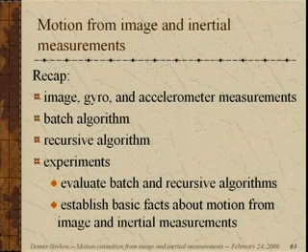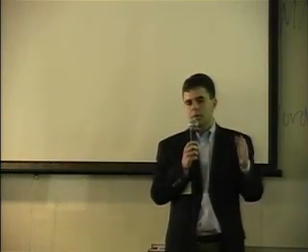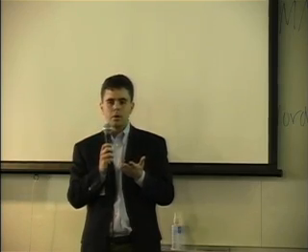Okay, so just to recap that work on image and inertial measurements, our sensors are images, gyro, and accelerometer. We did a batch algorithm which uses all the measurements at once and a recursive algorithm, which is more efficient. My thesis actually includes a very large suite of experiments trying to evaluate these methods and establish some basic facts about motion from image and inertial measurements. For example, given just image, gyro, and accelerometer, can we reliably estimate the gravity direction, and can we reliably estimate the scale? One thing I found is that even with my cheap inertial sensors, my $200 accelerometer, we could estimate the global scale to about 5%.